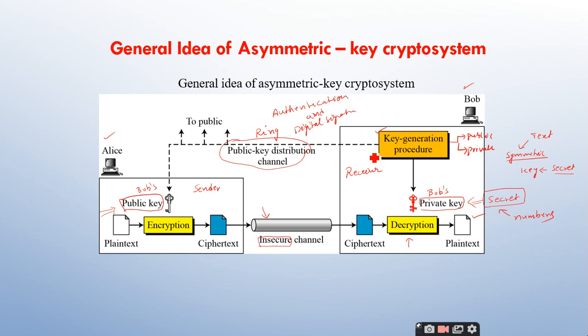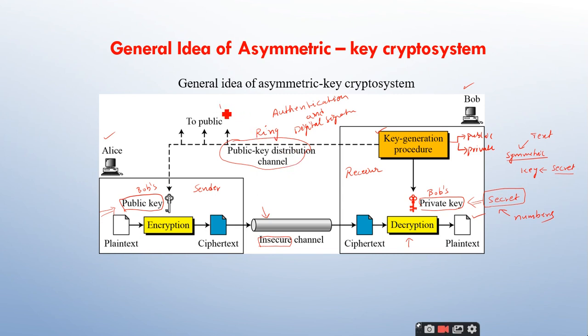So you may have a doubt here: Bob is exposing his public key, so will there be any problem with this public key? There will not be any problem. Why? Because asymmetric key cryptography also provides authentication and integrity by using these digital signatures. Right. What do you mean by authentication?